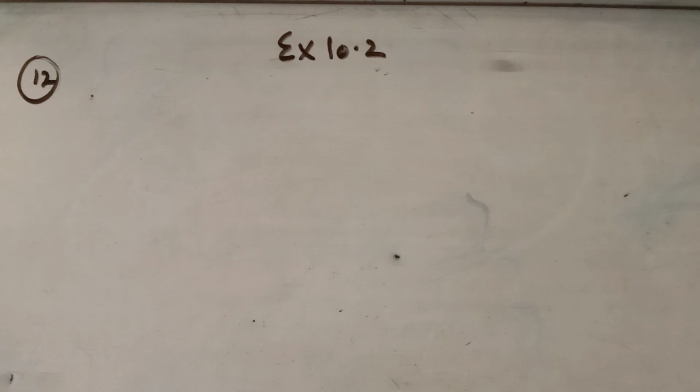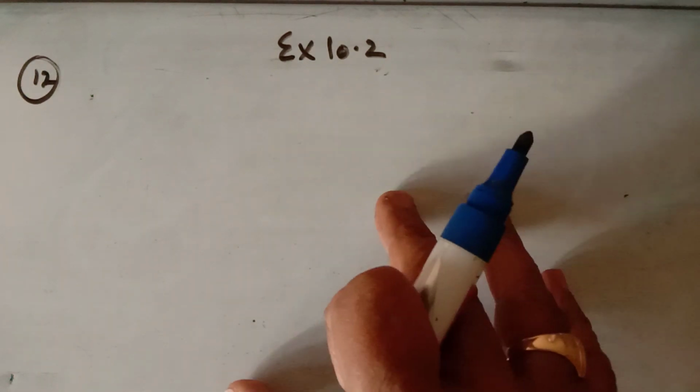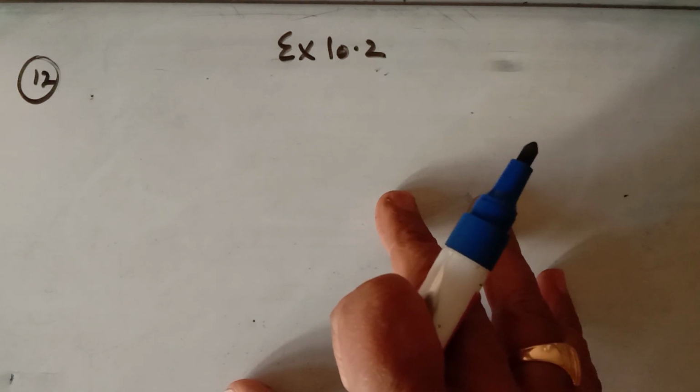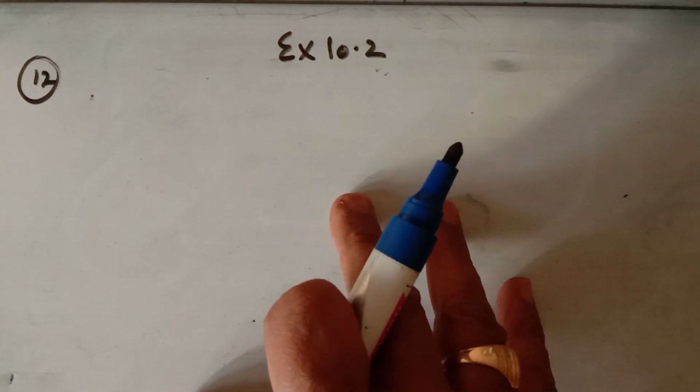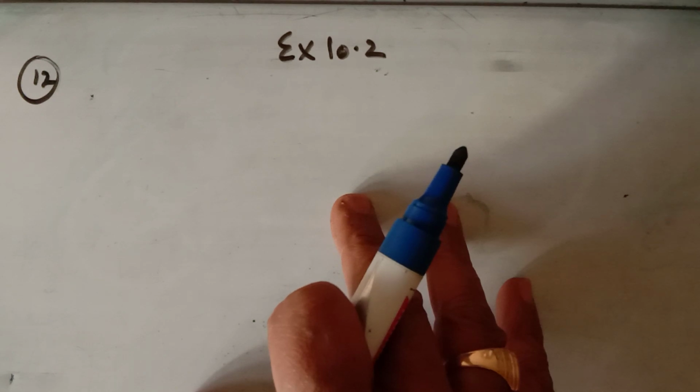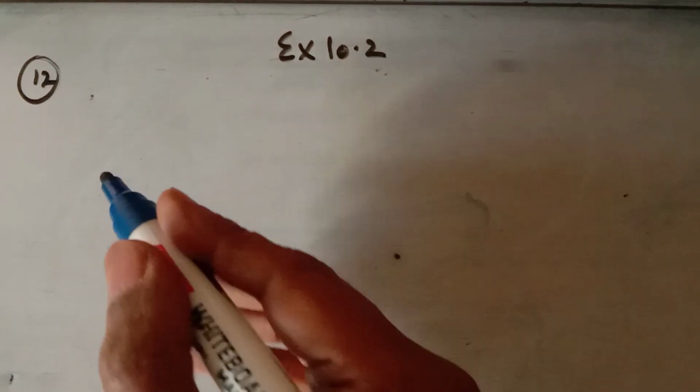So there's a triangle ABC drawn to circumscribe a circle of radius 4 centimeter such that the sides BD and DC, into which BC is divided by the point of contact D, are 8 centimeter and 6 centimeter respectively. You have to find the sides AB and AC of this triangle.